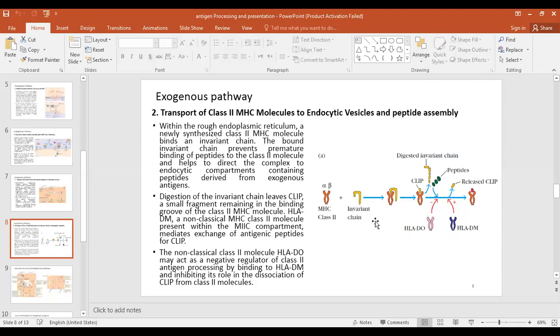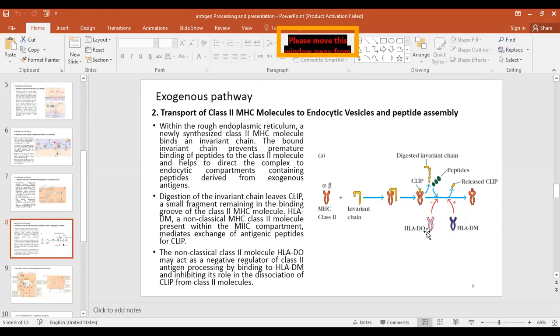When this complex, the invariant chain associated with the class 2 MHC molecules, is transported through some compartments to the late endosome, by exposure to the acidic pH it is successively trimmed, but a small part of it still remains in the peptide binding groove. It's called CLIP, which stands for class 2 associated invariant chain peptide. It remains bound to the peptide binding groove to prevent association with any antigenic peptides that are not generated for class 2 MHC molecules. This is how these are transported to the late endosome when the antigenic peptide exists.